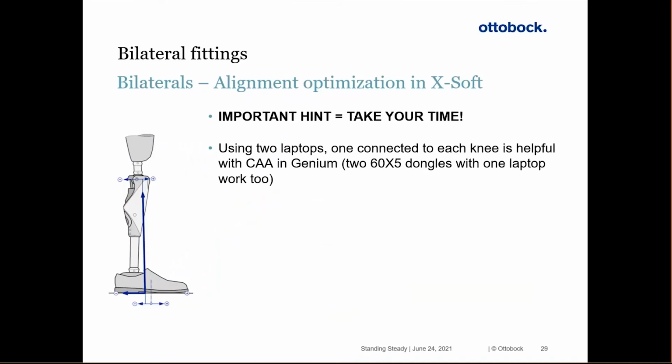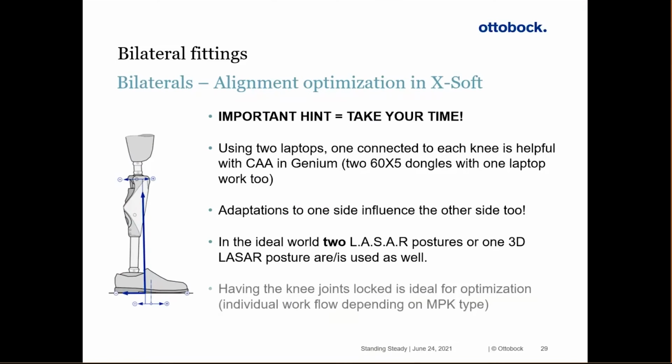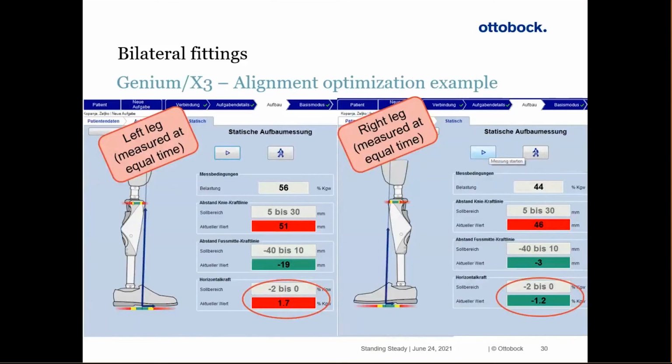You can use 2 laptops, which can be great. One connected to each knee is helpful, or you can have 2 data stations open if you have 2 of the 60x5 components and just toggle between those 2. One side will affect the other. So then if you can get 2 laser postures or one of the 3D laser postures, that can be really great too to see the effects that the other side might be having. And we will lock the knee joints in when we're looking at the alignment in this scenario so that we're making sure that everything is stable and that the knee is completely locked out, so taking out any other aspects.